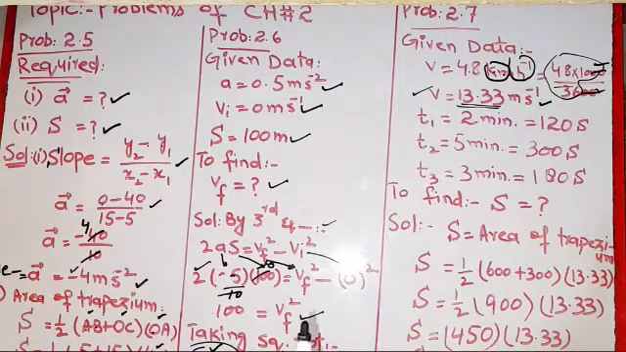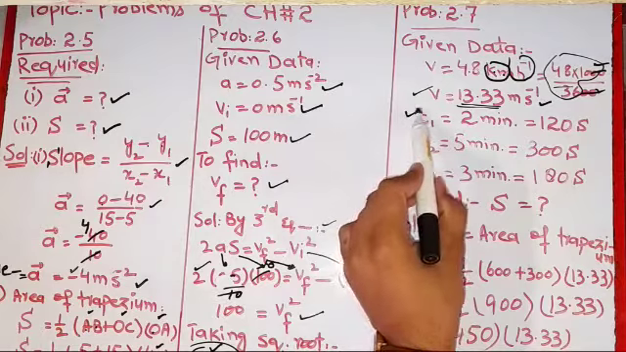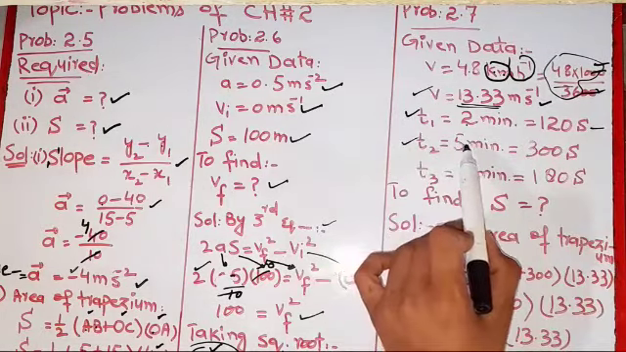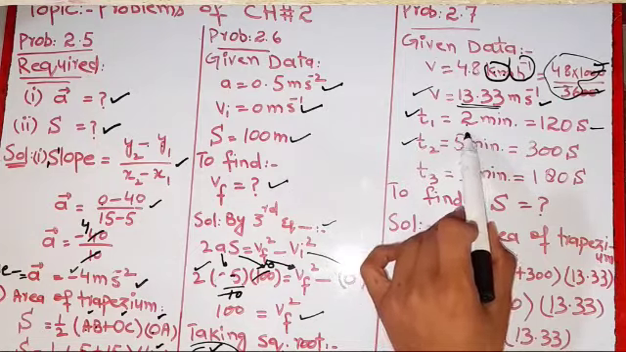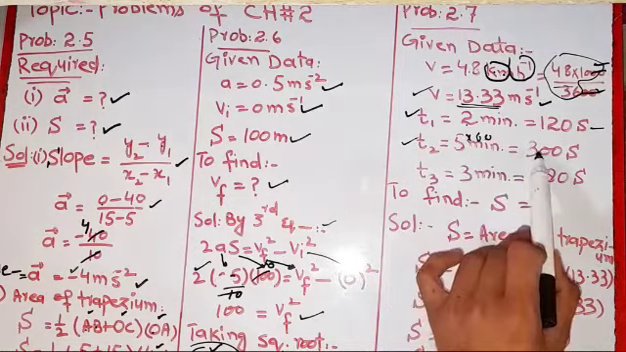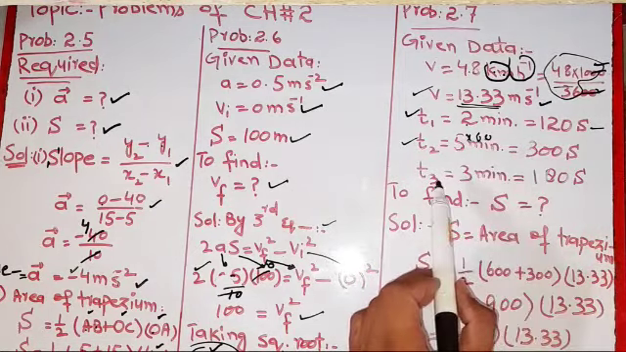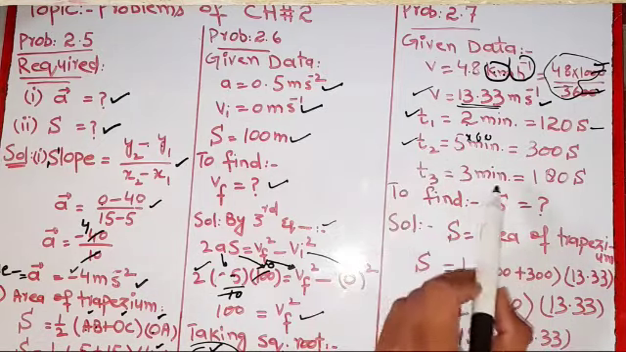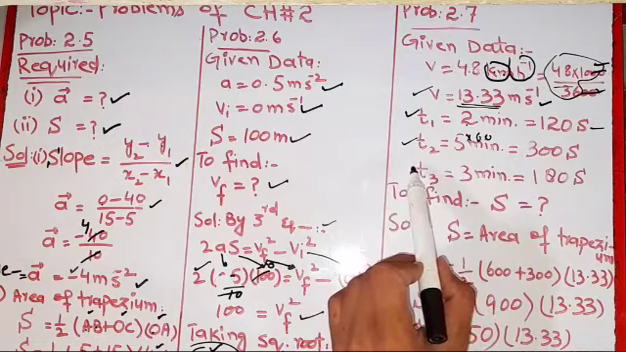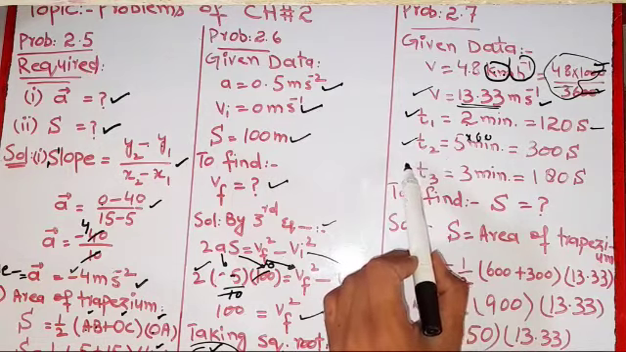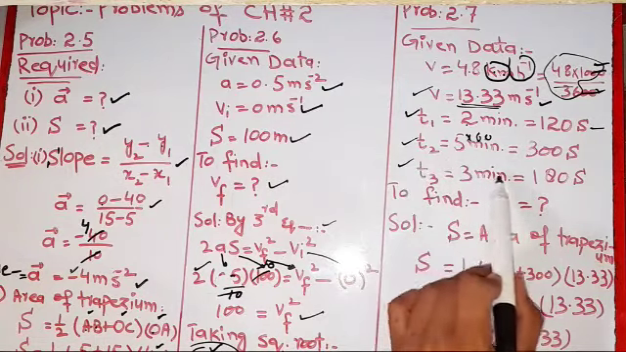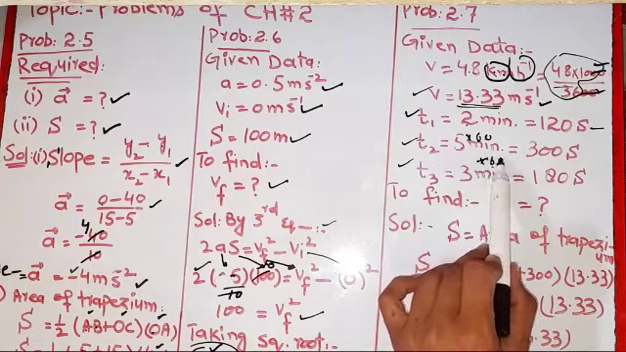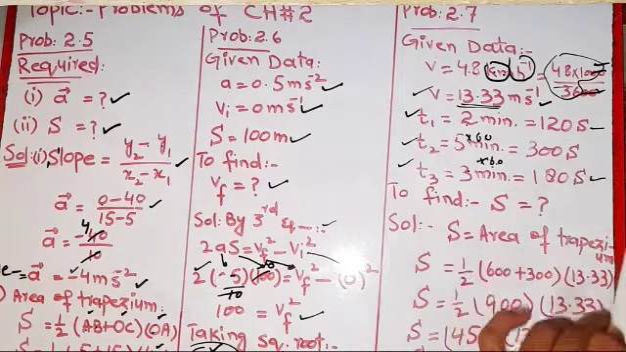As there are 3 times given, t1 is 2 minutes, which will be equal to 120 seconds. t2 is 5 minutes. We will multiply it by 60. The answer will be 300 seconds. Then we will move next. The time t3 given in the statement is 3 minutes, so we will multiply it by 60. This will be equal to 180 seconds.